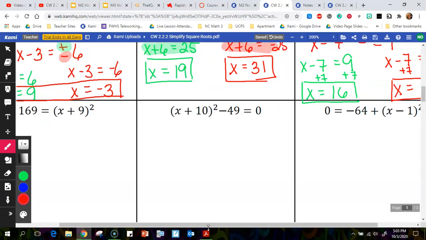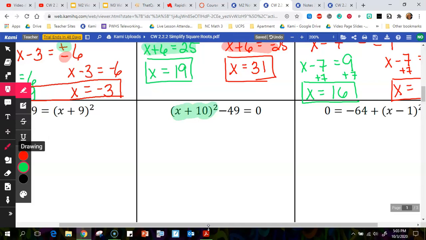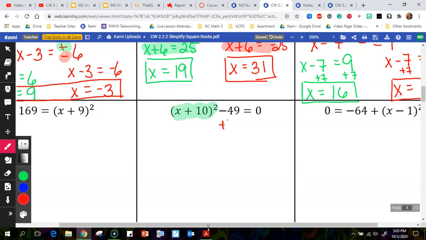Okay, so the first thing I need to do here, remember I said as long as the part in parentheses and the exponent is isolated, as long as it's by itself on one side of the equation, you can go ahead and take the square root. Well, we can't do that here because we have this minus 49. So we're going to need to add 49 on both sides.